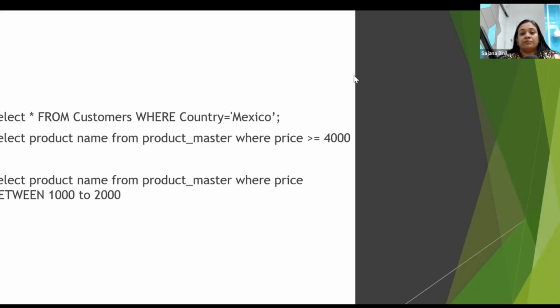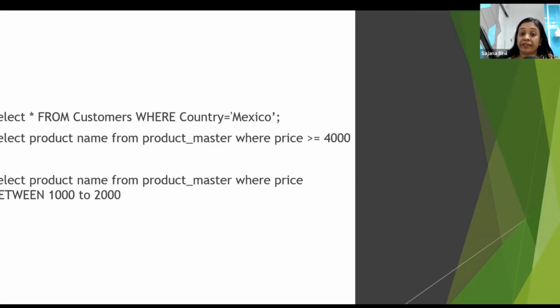No, I'm talking about the second query, not the third one, where price is greater than or equal to 4,000. So all products that have a price greater than 4,000 or equal to 4,000 will be displayed here. Names of all the products, only names. The third query obviously will show you all the products which have a price range between 1,000 and 2,000.